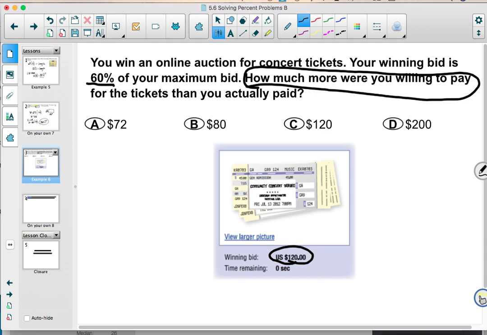Can I see this or check it out real quick? Oh, but it does say how much more, so wait a minute, I didn't. Okay. It wants to know how much more were you willing to pay than what you actually paid.